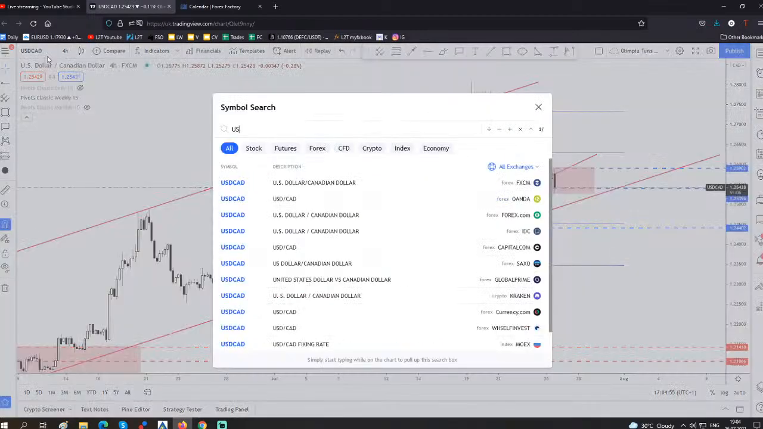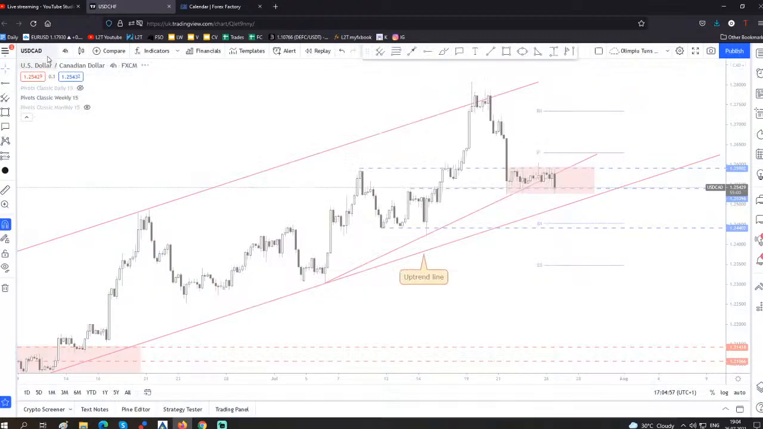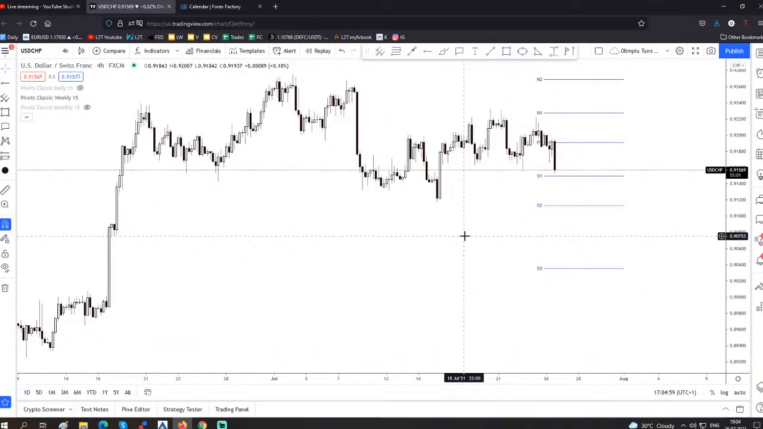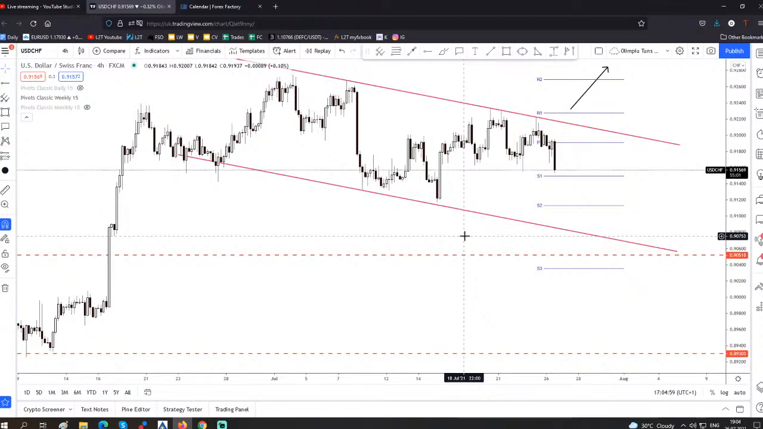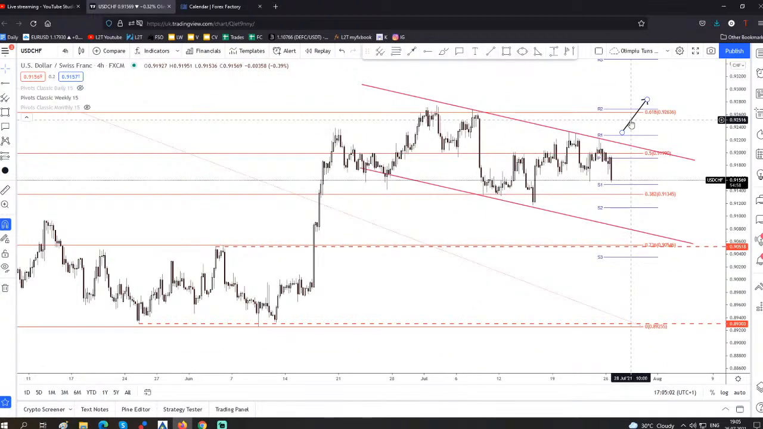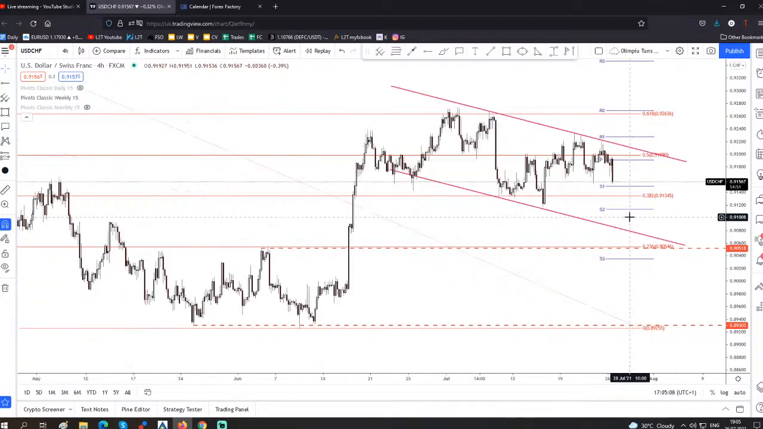US dollar versus the Swiss franc. Sell off. We are still inside of this down channel. We have a positive correlation between the DXY and the US dollar versus the Swiss franc. So right now the price drops only because the DXY drops.